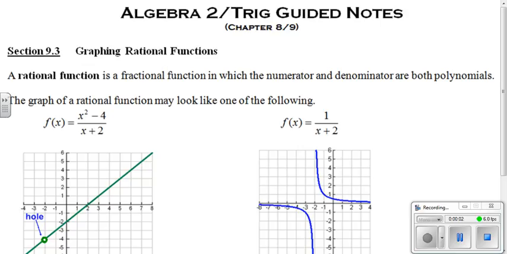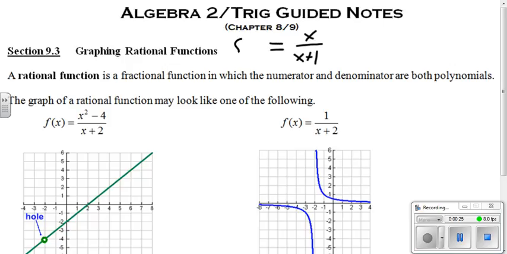Lesson 9.3 is all about graphing rational functions. Now, there's a difference between a rational function and a rational expression. Here we have a rational expression, x over x plus 1. This is an expression because there is no actual equal sign. We're just stating a value, x over x plus 1.